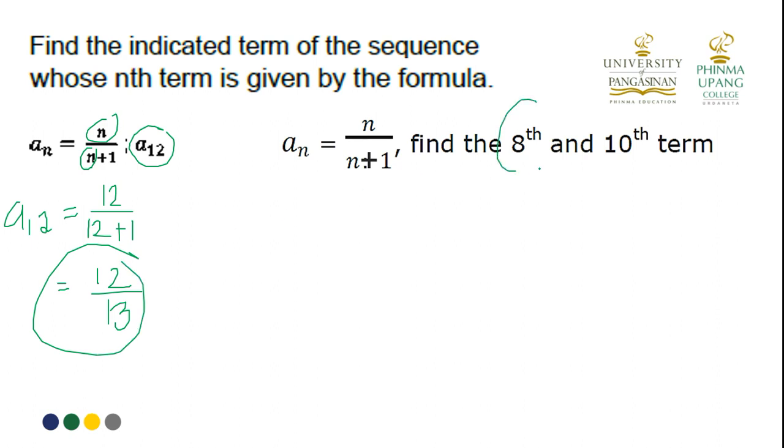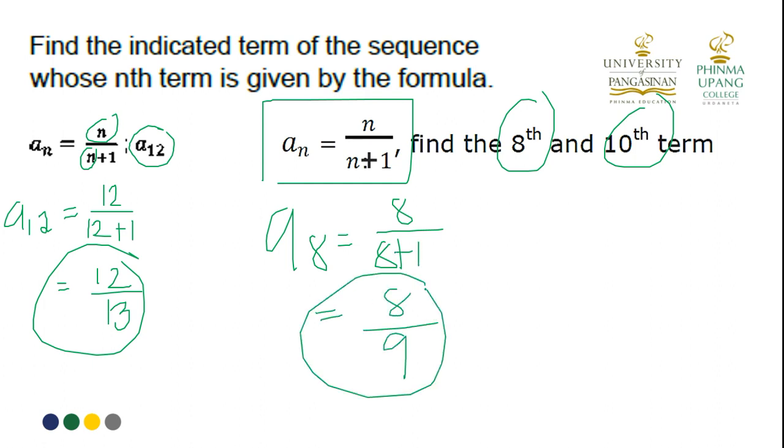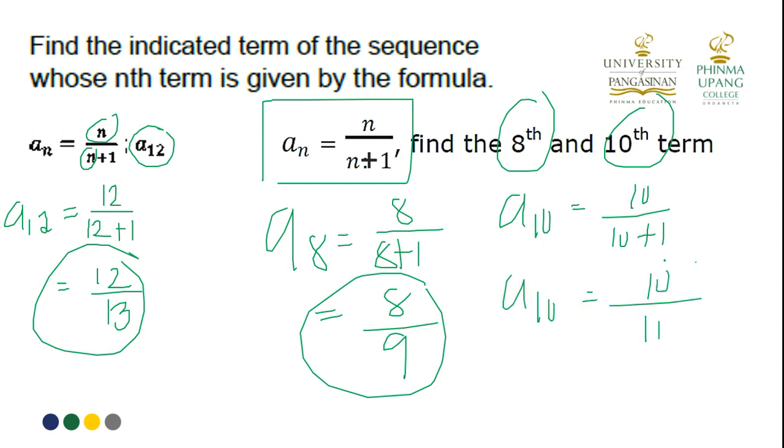Now, next. So, what is the 8th and 10th term ng ating second equation? So, hanapin natin ang a sub 8. 8 all over 8 plus 1. Answer? 8 over 9. How about a sub 10? Answer? 10 over 11. So, are we clear po when it comes to indicated term of the sequence whose nth term is given by the formula? Yes, sir. Okay na po yan. As simple as that.